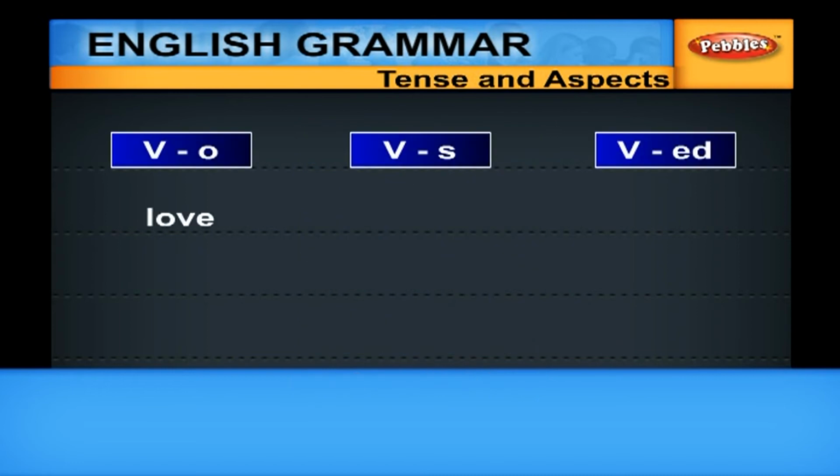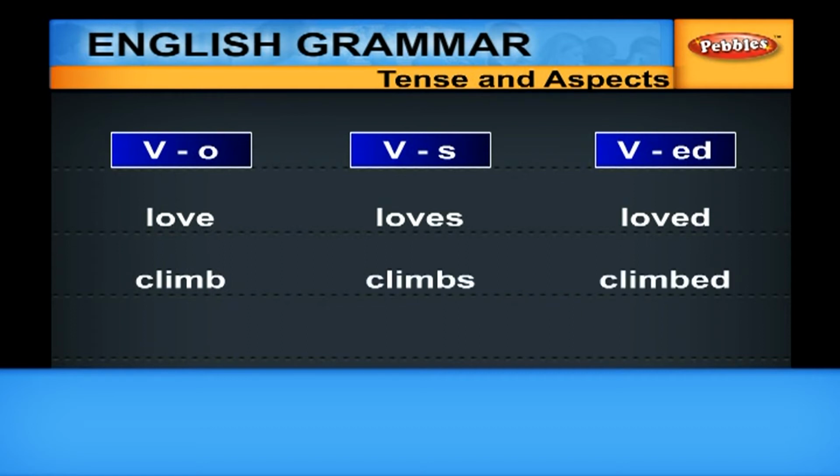VO love, VS loves, VED loved. VO climb, VS climbs, VED climbed. These three verbs, VO, VS, VED, are tensed verbs. They indicate the tense. They are called finite verbs. They need not have any helping verb. They are independent. VO, VS, VED are independent lexical or main verbs.